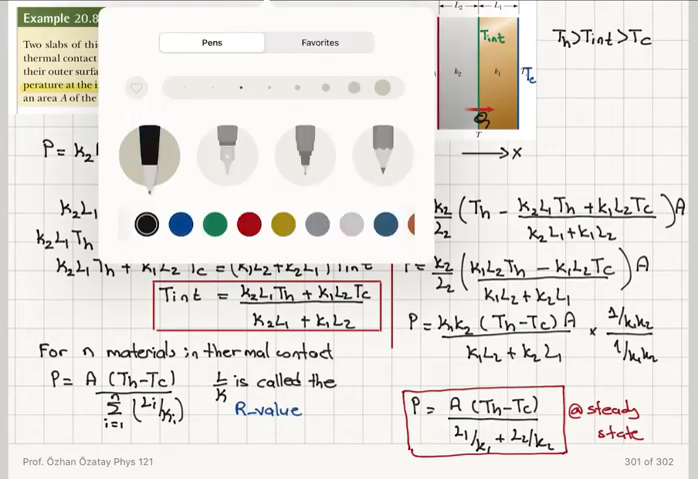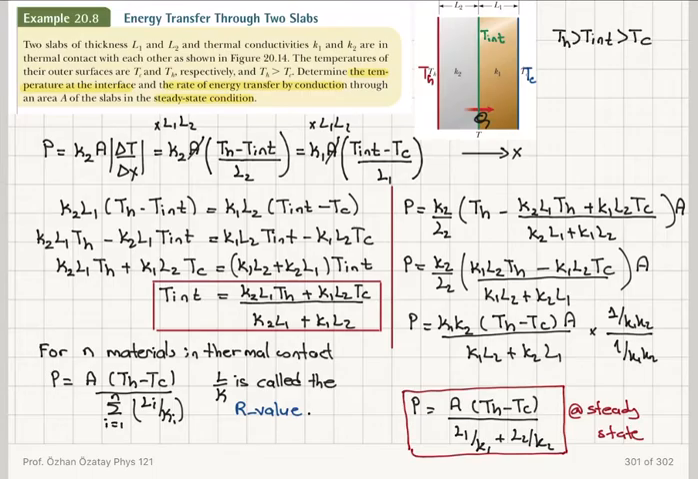R is like resistance. So when you have resistors in series, you add their resistances to get the equivalent resistance. And this is when you have so many thermal conductors in series, you add their R values to get the equivalent R value. So that is the sum over i of L_i over kappa_i for the ith thermal conductor, for the ith material.